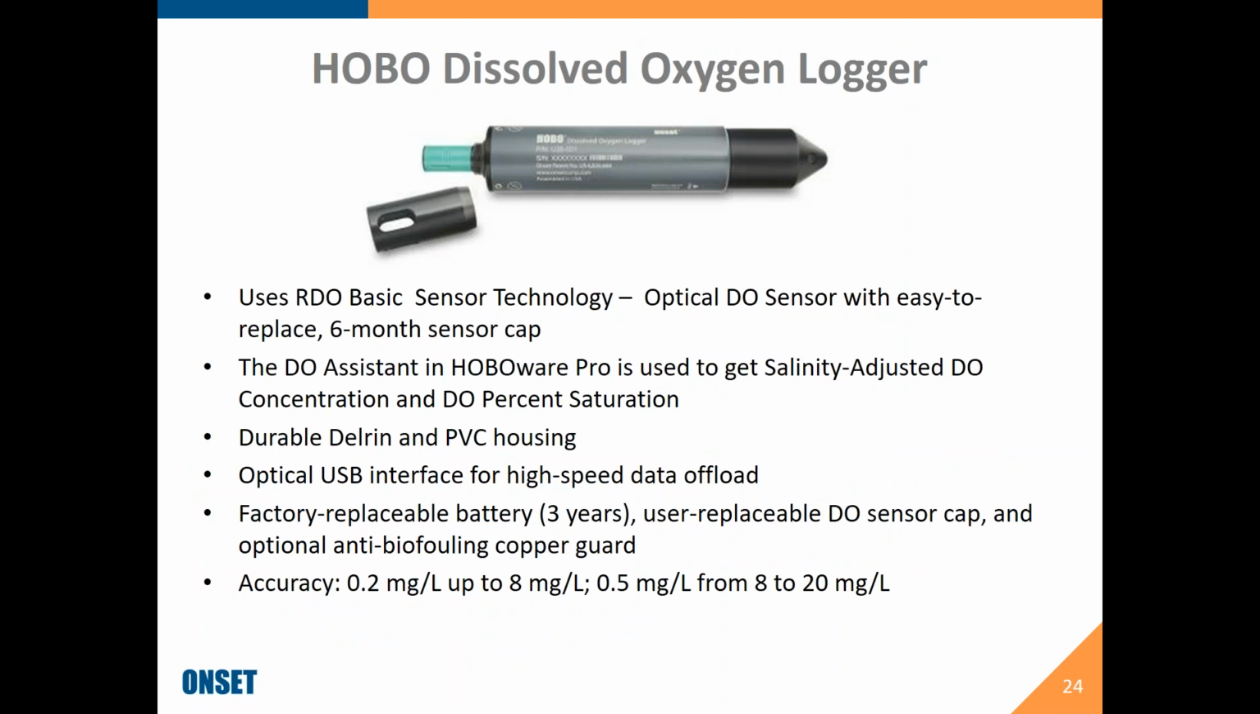Next, we have our dissolved oxygen logger, and this uses the RDO Basic sensor technology. These are affordably priced, so it makes it practical to take measurements at multiple points and depths. And I also want to point out that it actually does take a temperature reading as well. We do have a dissolved oxygen data assistant within HOBOware Pro, and this one does have a factory replaceable battery, and again, you'll see about 3 years battery life out of it, but it does have a user replaceable DO sensor cap and also an optional anti-biofouling copper guard.